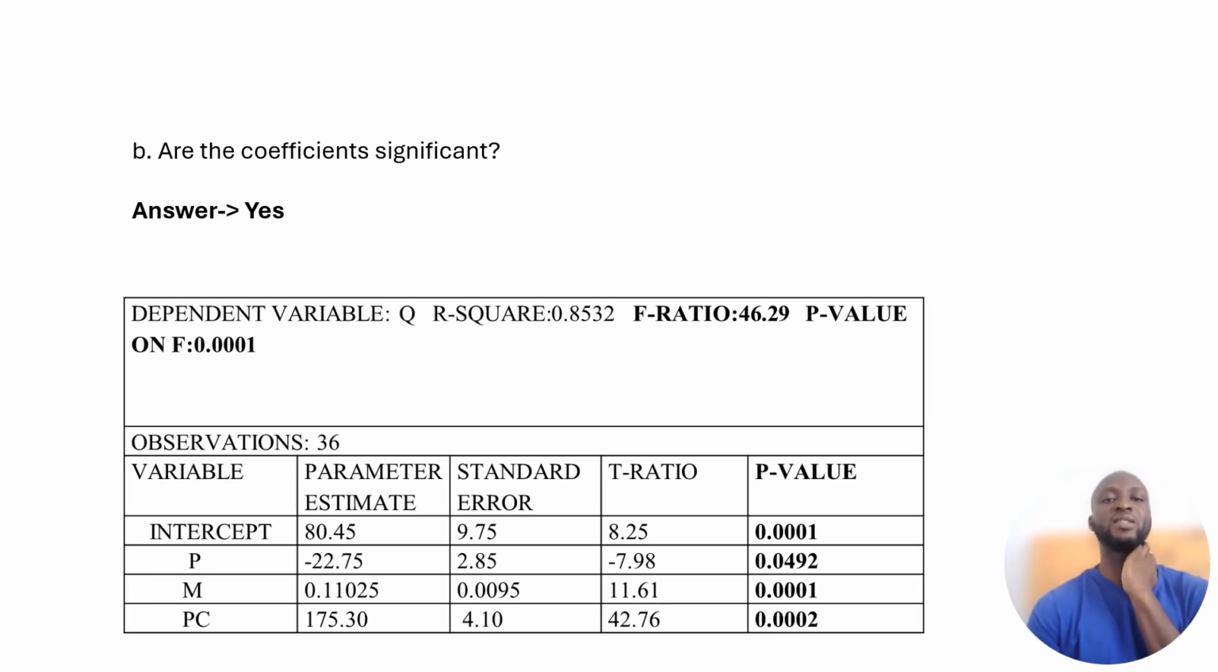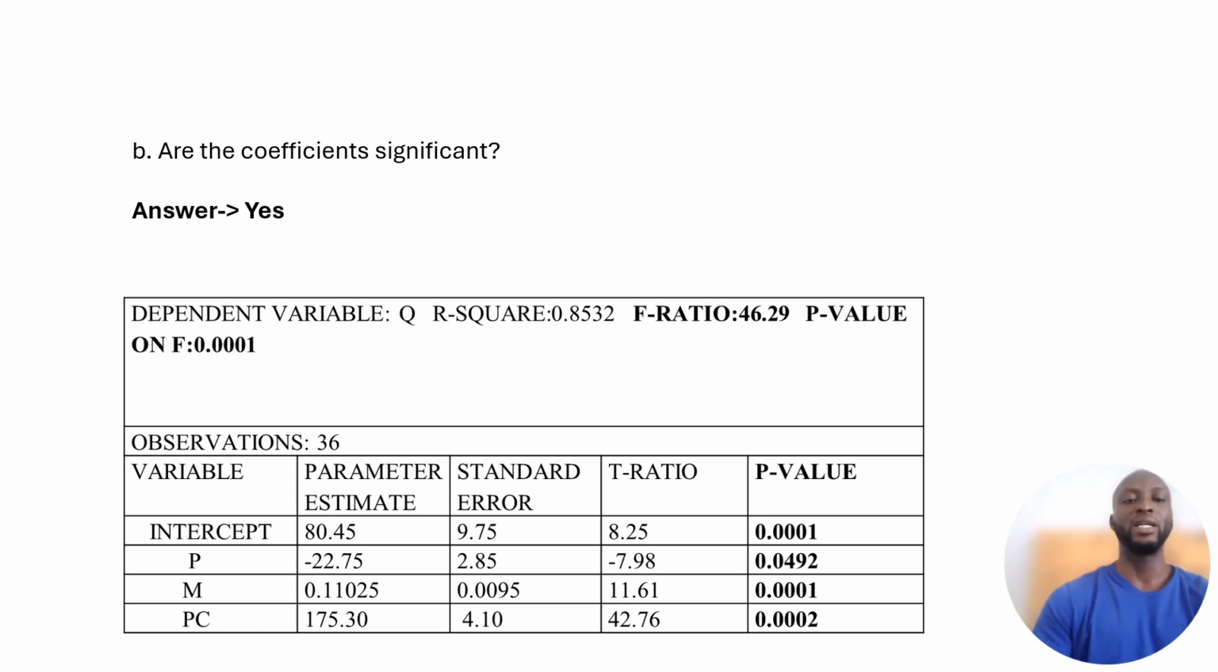Now, are the coefficients significant? How do we report if the coefficient is significant? Remember, I told you first you have to look at the F ratio of the regression model. We already discussed that it is significant because it's less than 0.05. 0.0001 is less than 0.05. But let's look at each of the p-values. Now we can see the p-value. My face was blocking it earlier. Now you can see the p-value result.